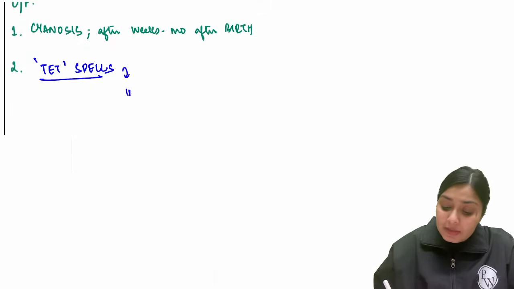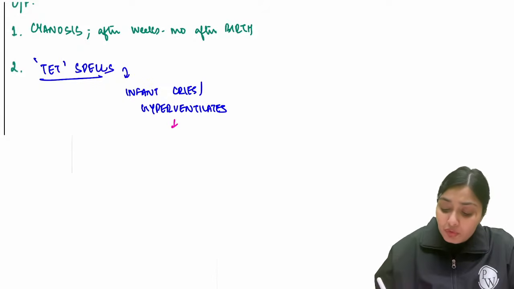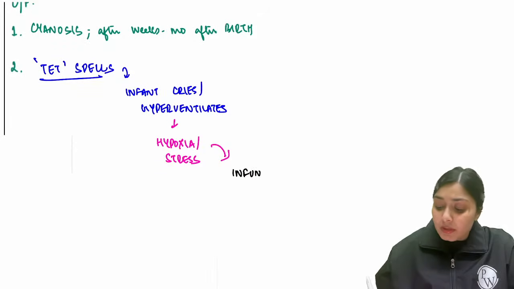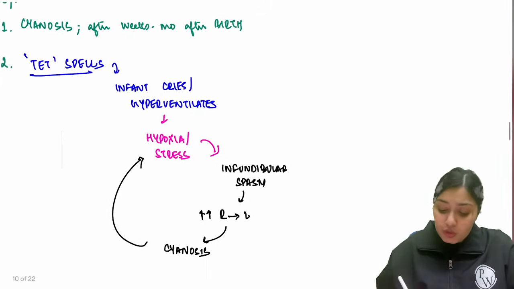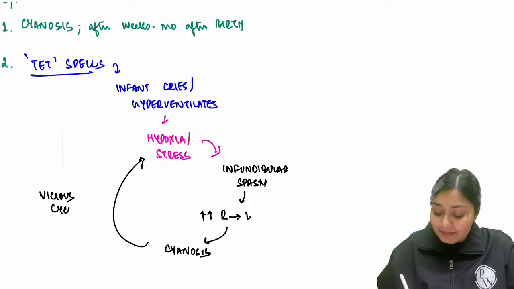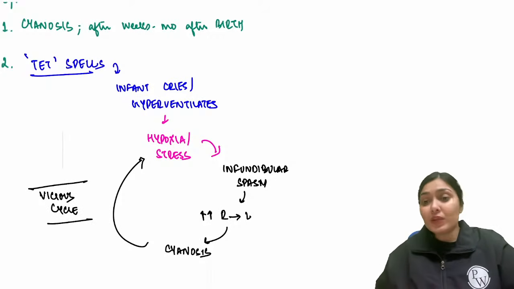So what happens in Tet spells? When the infant cries or hyperventilates, or there's a period of stress, hypoxia, because of that there is going to be infundibular spasm. That leads to an increase in the right to left shunt. That leads to cyanosis. The cyanosis will in turn lead to hypoxia and stress. So there is a vicious cycle that sets in. Right, this is Tet spell.